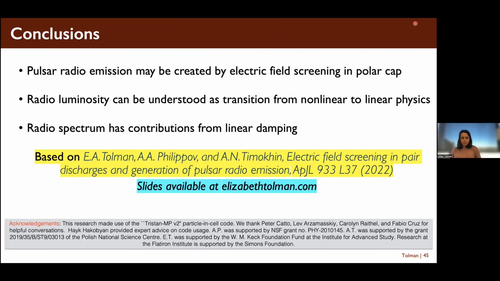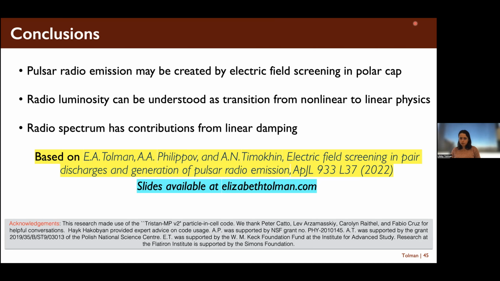All right. So this is the key. We've gone through all the key physics in the paper. So just to refresh your memory on what we've discussed: pulsar radio emission may be created by electric field screening in the polar cap. We've studied this electric field screening to show that the radio luminosity might be understood as a transition from nonlinear to linear physics. And then we've seen that the radio spectrum might have contributions from linear damping.